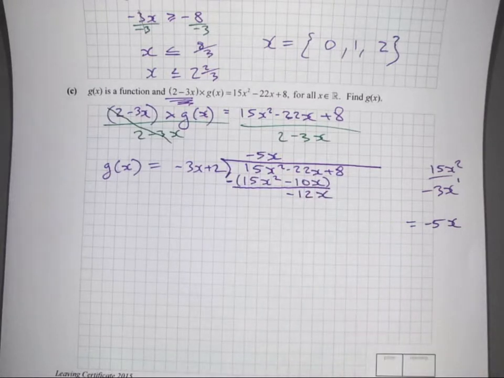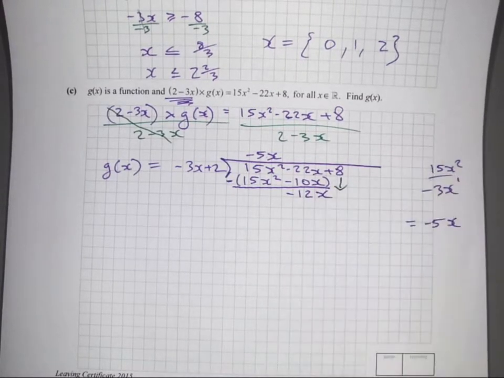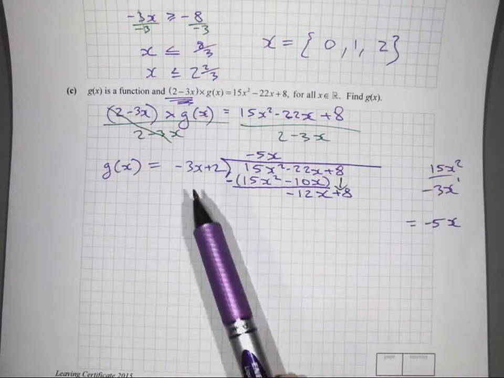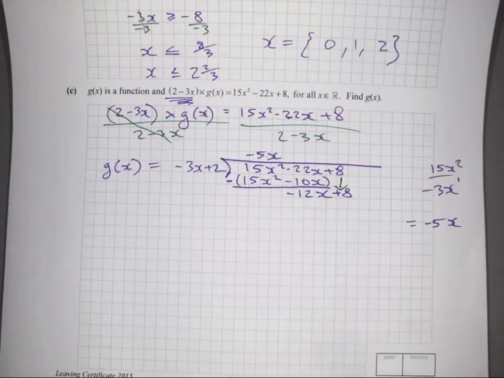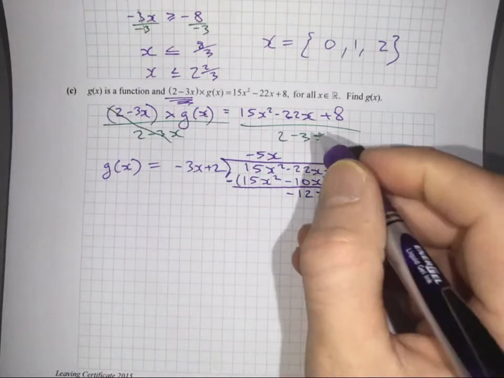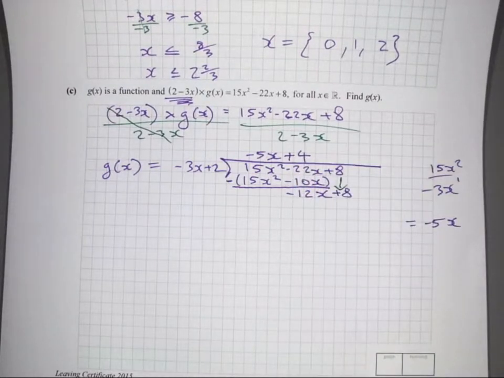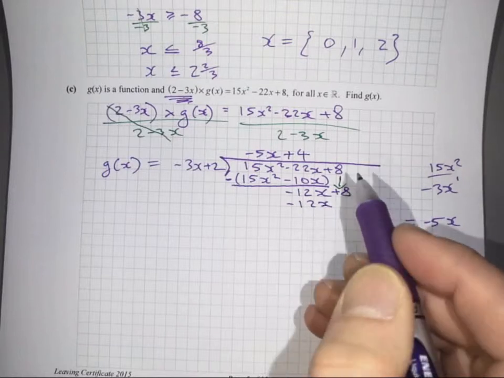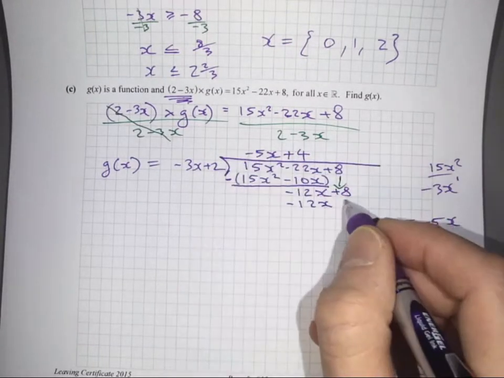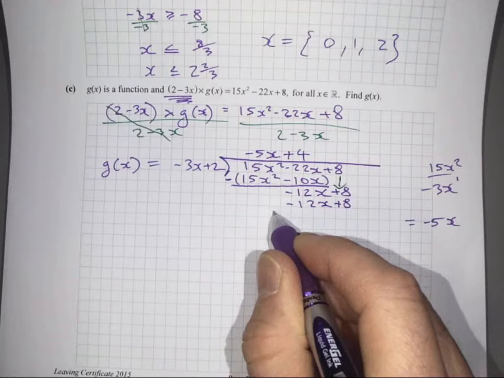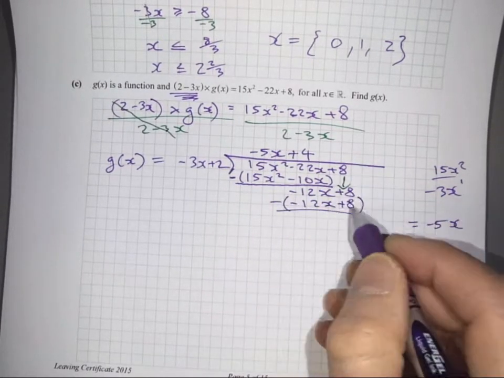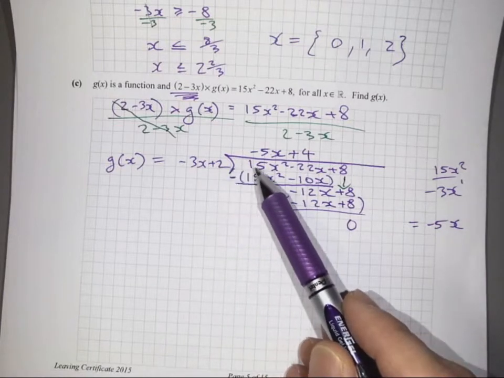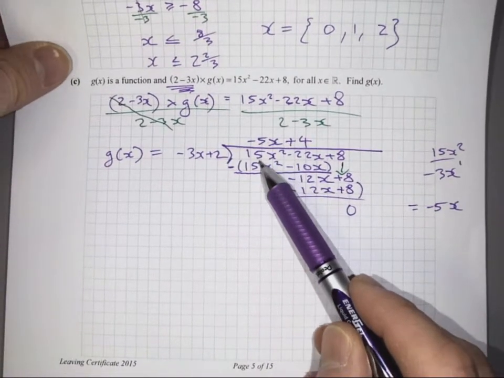Our next step is we're going to bring down this plus 8, and we're going to start again. Minus 3x into minus 12x gives us plus 4. Now we're going to multiply plus 4 by minus 3x. We get minus 12x. And then we multiply plus 4 by 2 and we get plus 8. Then we get ready to subtract again, and we can see that everything cancels. Which means that minus 3x plus 2 has divided evenly into this quadratic function here.